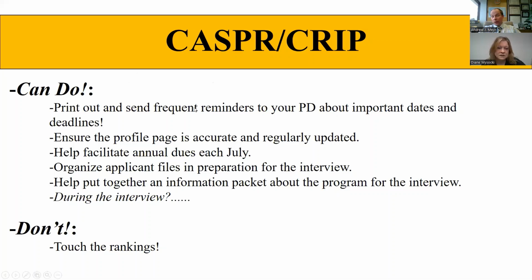So another really important organization here, Casper and Cripp, under the umbrella of the AACPM. What can program coordinators do? Print out and send frequent reminders to your program director about important dates and deadlines. Make sure your profile page is accurate, regularly updated, and appealing to applicants. Help facilitate annual dues each July. You can organize applicant files in preparation for the interview. Help put together an information packet about your program for the interview.